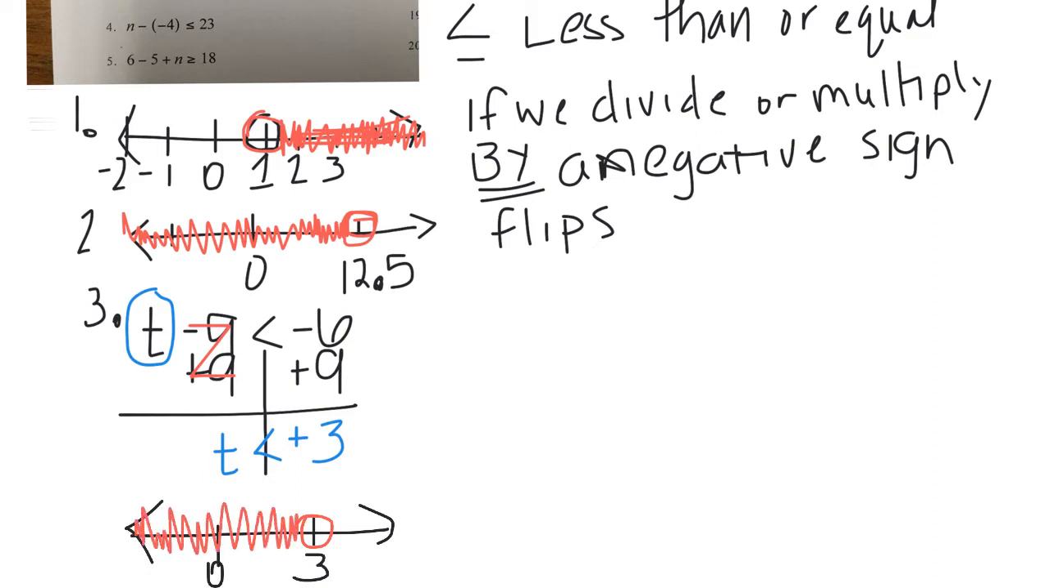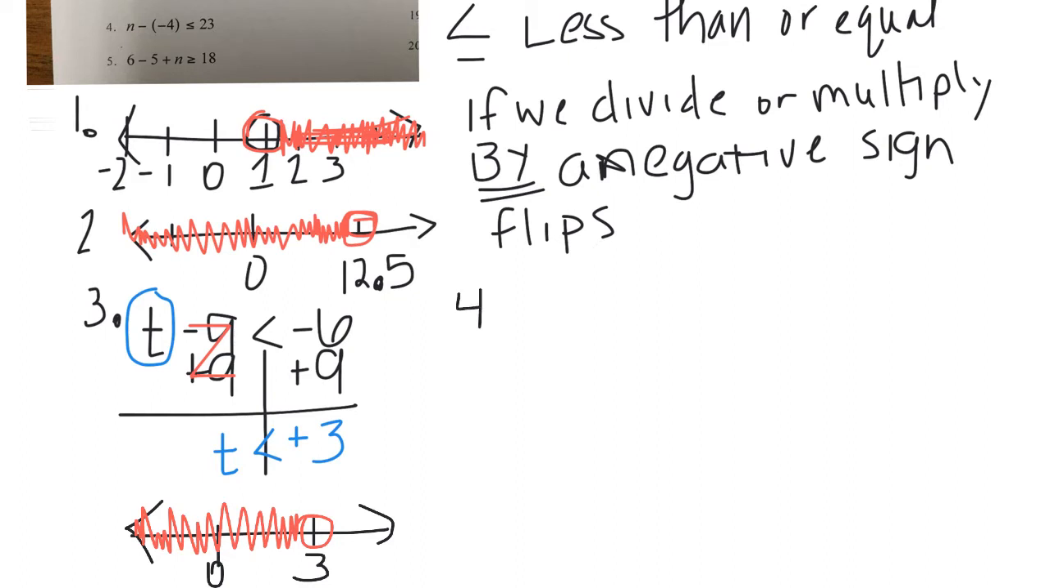It's really important that you know what the symbols mean. If you're not shading it correctly, you're going to miss quite a bit of points on the test. So make sure you know what the symbols mean and ask yourself which numbers are less than or greater than the ones I'm trying to shade. Don't just shade in the direction of the way the inequality points.